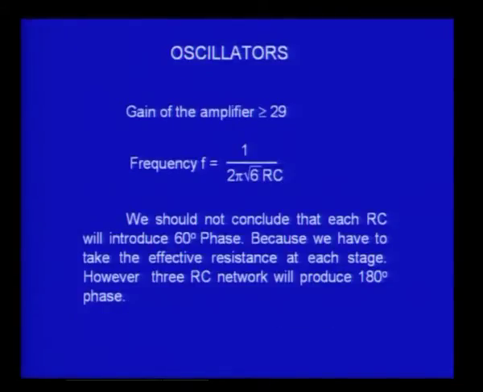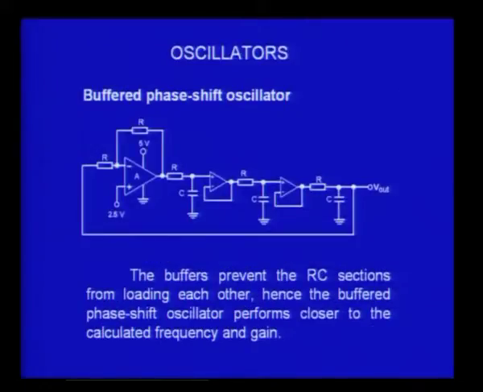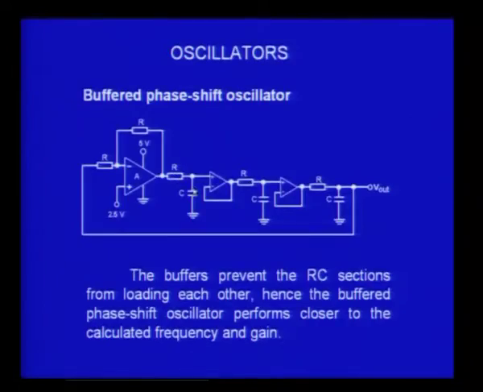If you really want to make them equal, then what we have to do is isolate each of the RC networks from the other. For that I have used a buffered phase shift oscillator, which you can see here. What I have done is the output voltage I connect to RC, but I make sure the presence of other RC are not felt at this point.